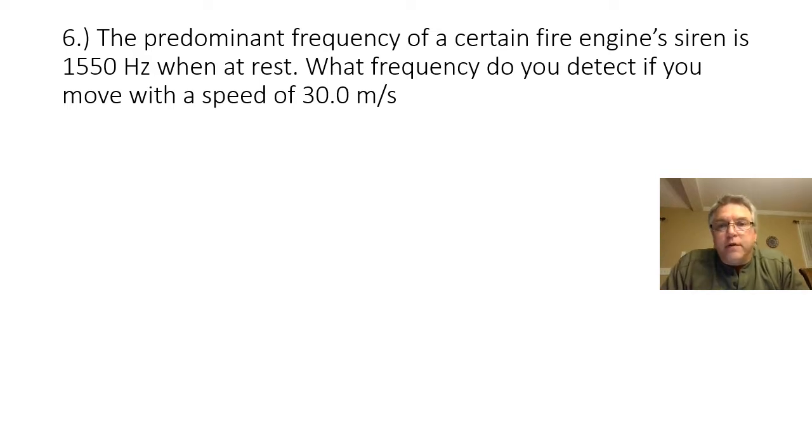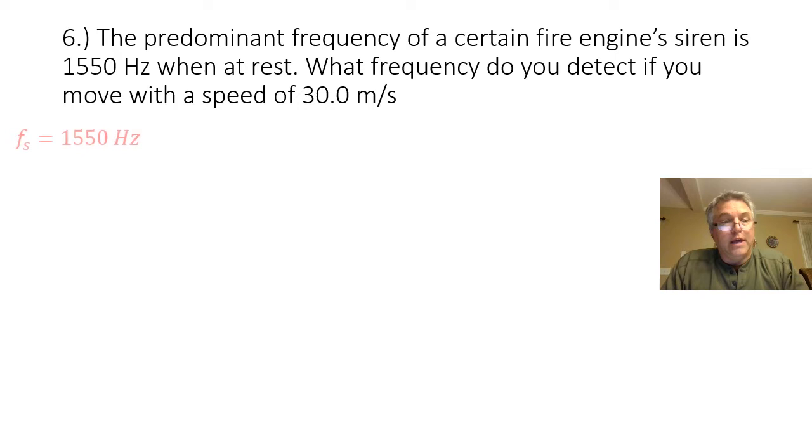The predominant frequency of a certain fire engine's siren is 1,550 Hertz when at rest. They want to know, what frequency do you detect if you move with a speed of 30 meters per second? The first part asks if you're moving at 30 meters per second toward the fire engine. And then for part B, they want to know what frequency you detect if you're moving at 30 meters per second away from the fire engine. So let's take a look and see what we are given in this problem.